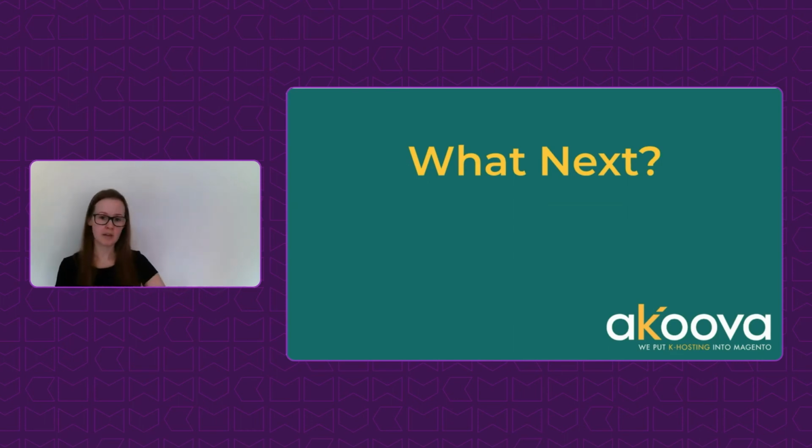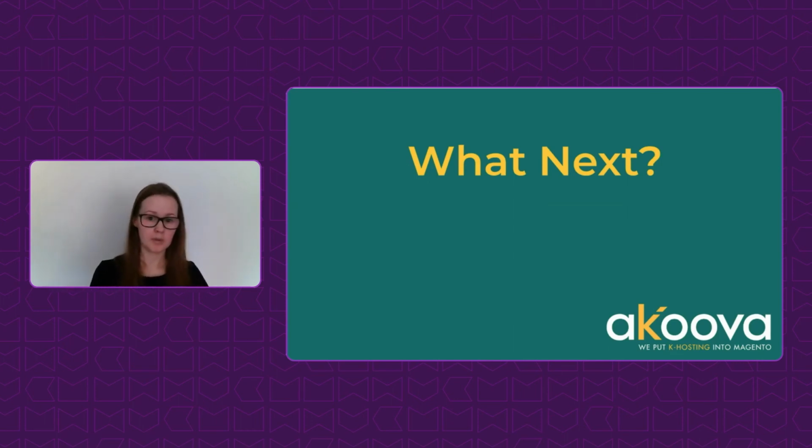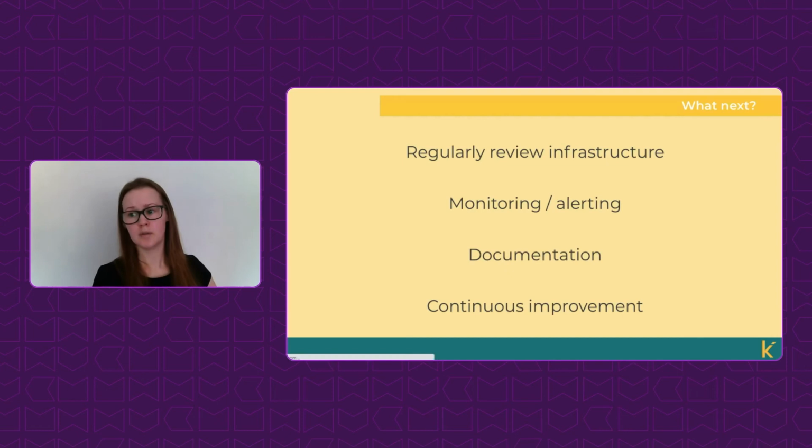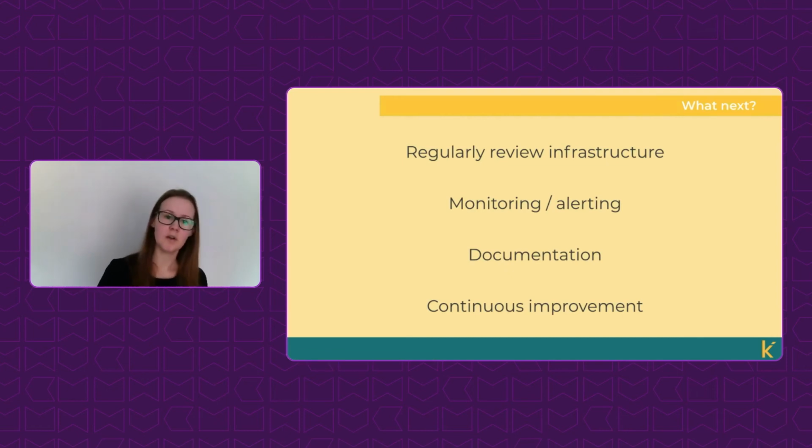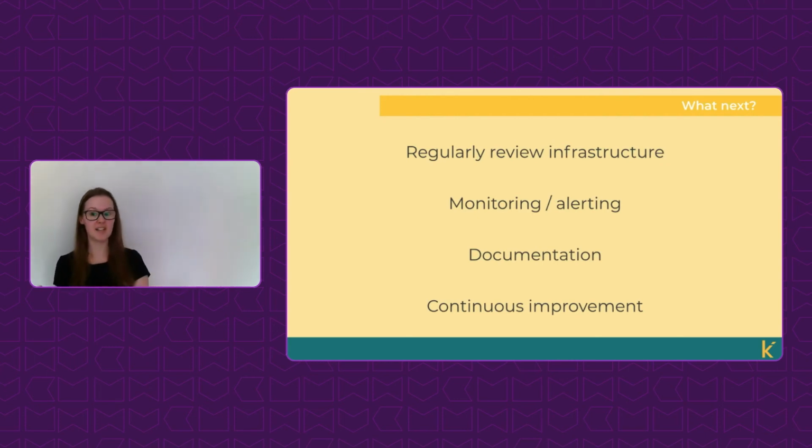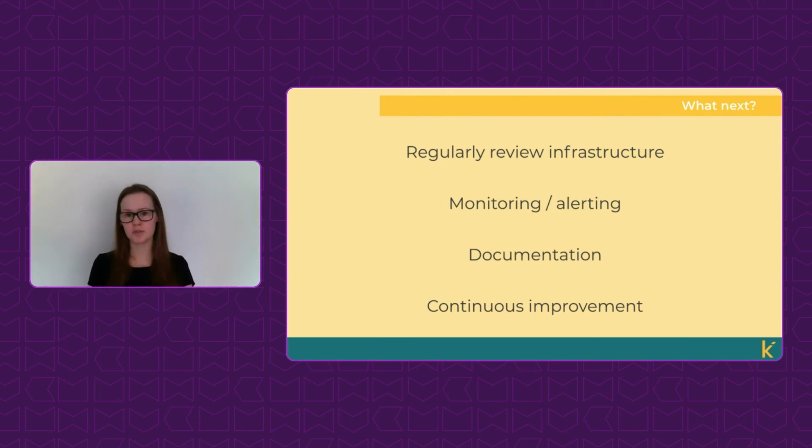So we've had to think about what we currently have and how we can improve that. So what do we do now? We need to regularly review our infrastructure. Things change, like you get seasonal ups and downs in traffic. It may stay constant throughout the year, but at least seasonally, check what's going on with the infrastructure.